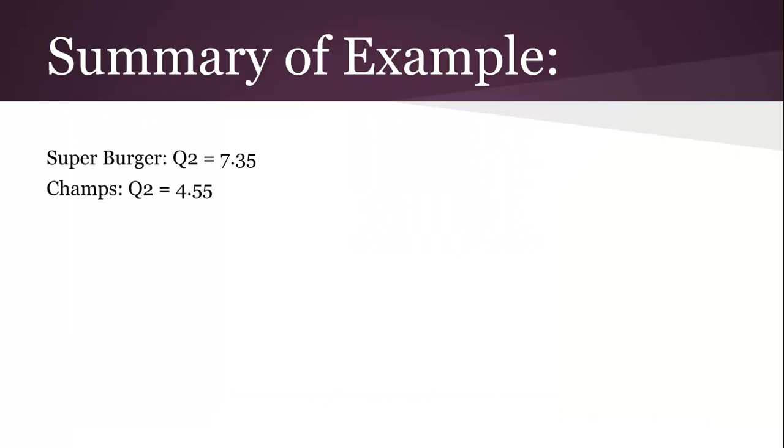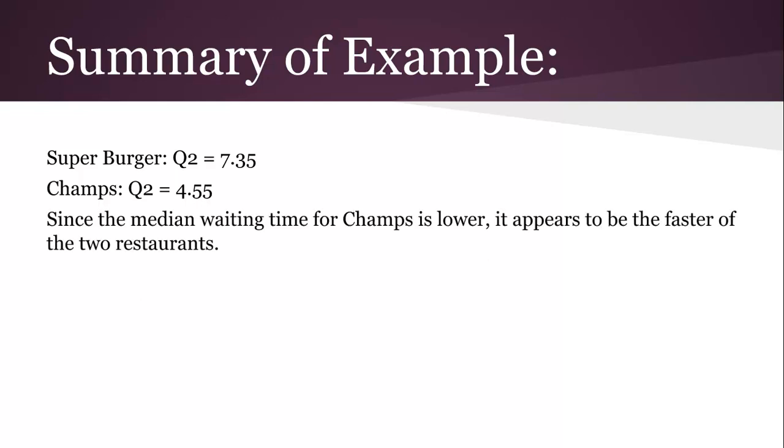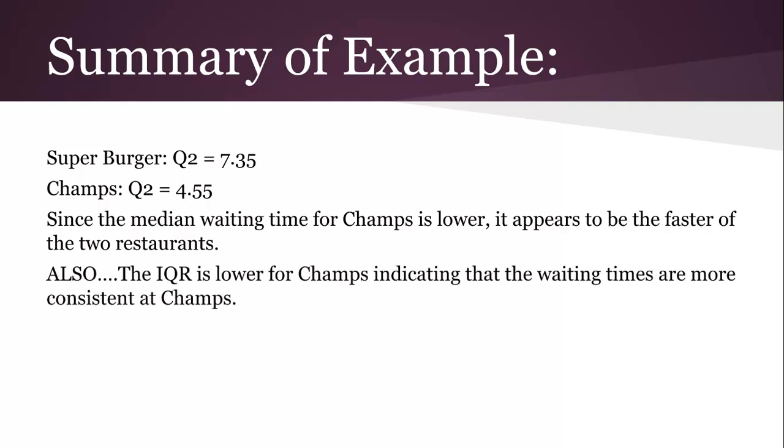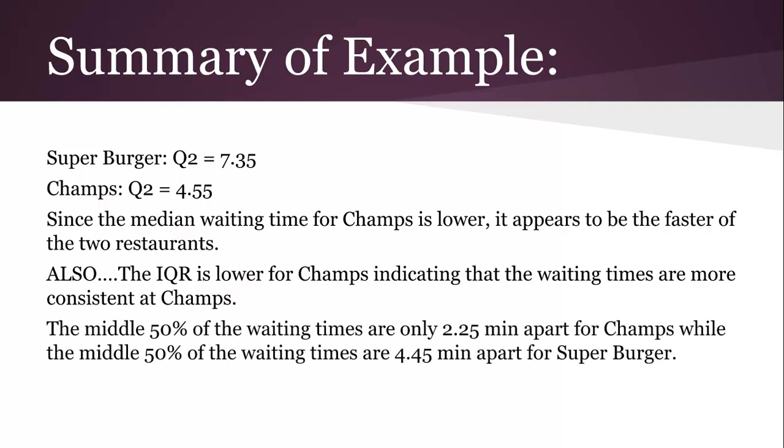Just to summarize it, we've got the medians for both. Since the median waiting time for Champs is lower, it appears to be faster. So Champs doesn't make people wait as long. Also, the IQR for Champs is lower, indicating the waiting times are more consistent at Champs. So not only is it faster, it's also more consistent. The middle 50% of the waiting times are only 2.25 minutes apart, versus the middle 50% of the waiting times are 4.45 minutes apart. And that's exactly how we read it.